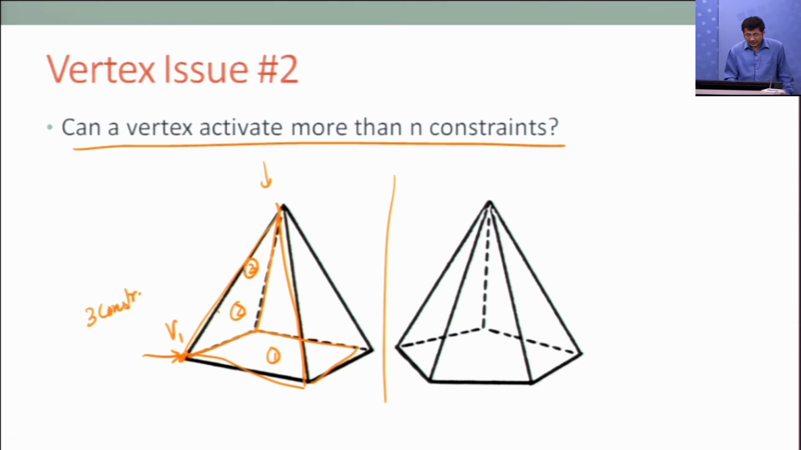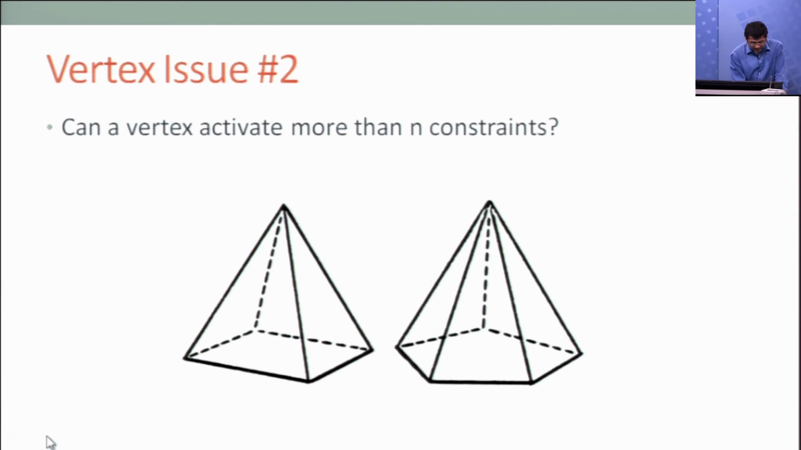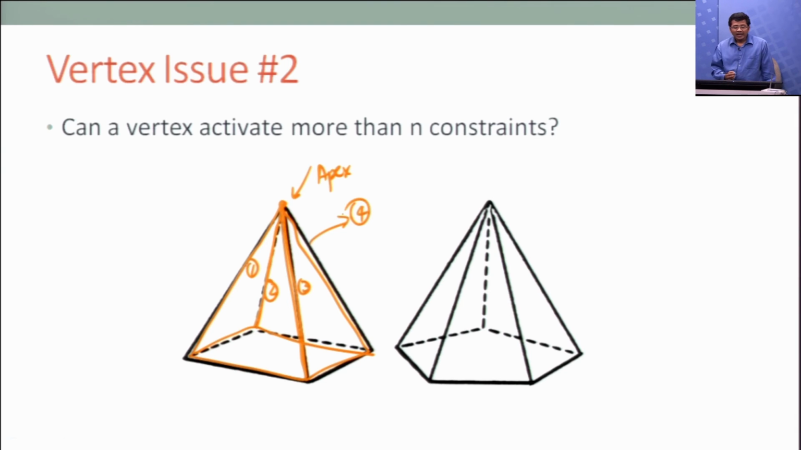On the other hand, let us look at the vertex at the apex of the pyramid. Let's call this the apex. How many constraints does the apex activate? If you look at this figure carefully, you can see that it's activating 4 constraints. Each face represents one constraint. So all 4 triangular faces, face number 1, 2, 3, and the back face number 4, are all activated by this vertex at the apex.